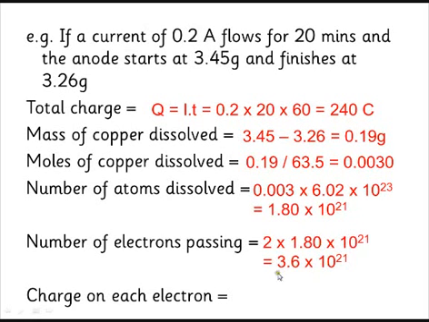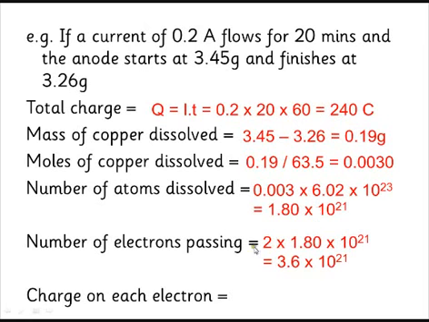So what we know now is that 3.6 times 10 to the 21 electrons carries a total charge of 240 coulombs. Okay, this is the crucial line. If some of that's lost you a little bit, don't worry too much. Just make sure you're clear that 3.6 times 10 to the 21 electrons, that's a lot of electrons, only carries 240 coulombs of charge.